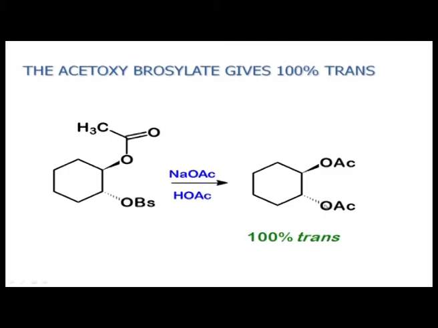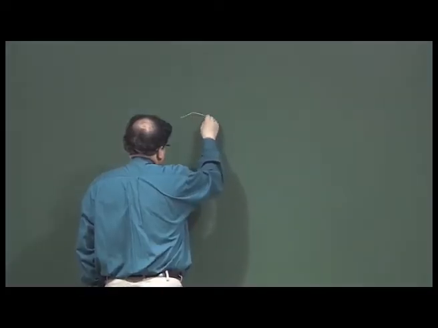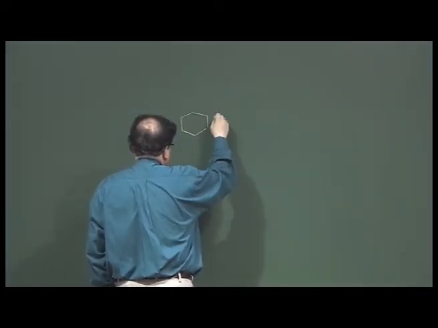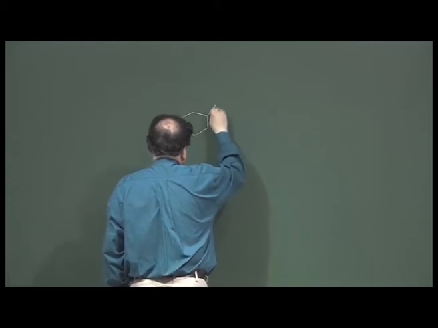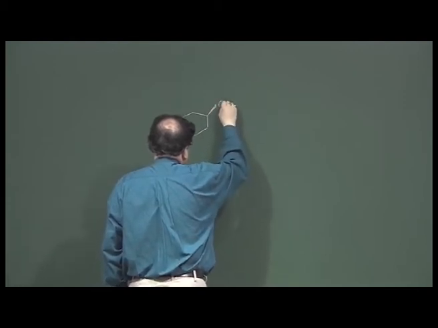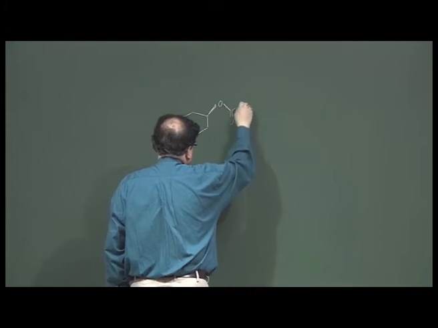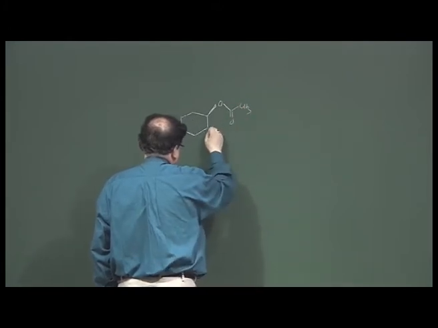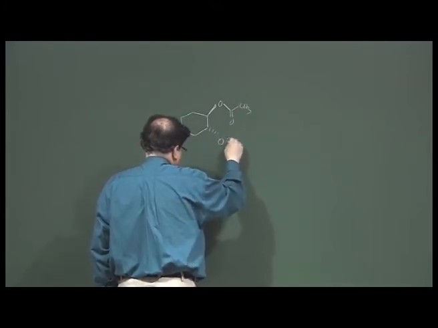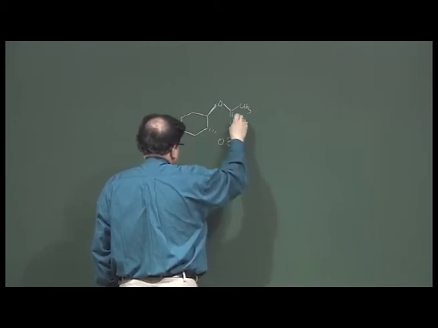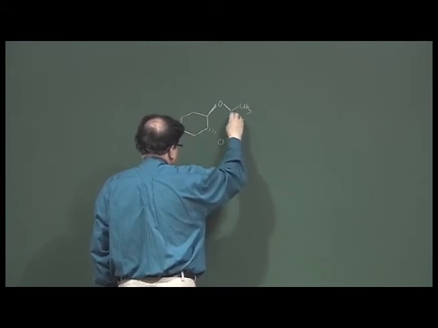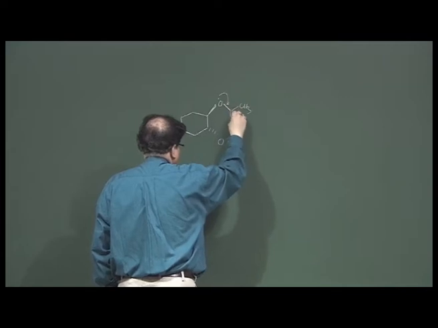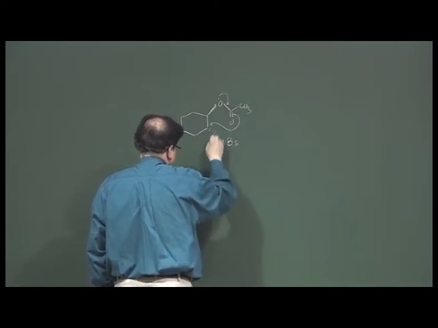The mechanism is given here. See, you have to write this in the cyclohexane form. So, what happens here, this is the beta OCOCH3 and this was the alpha, that is the brosyl group. So, initially this is what is going to happen. So, this attacks as an internal nucleophile.